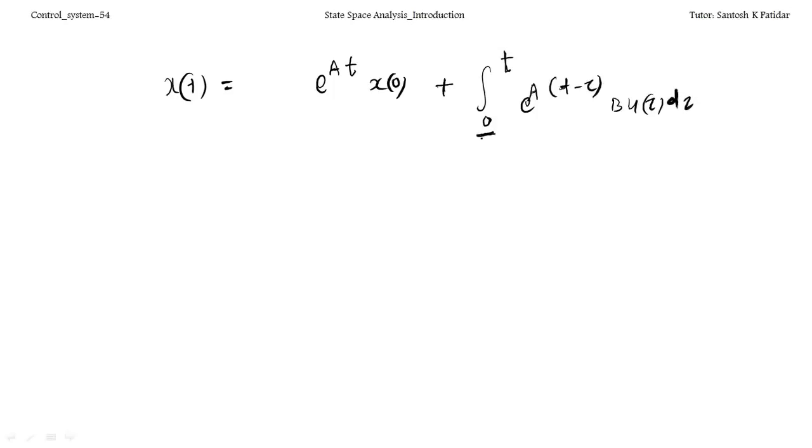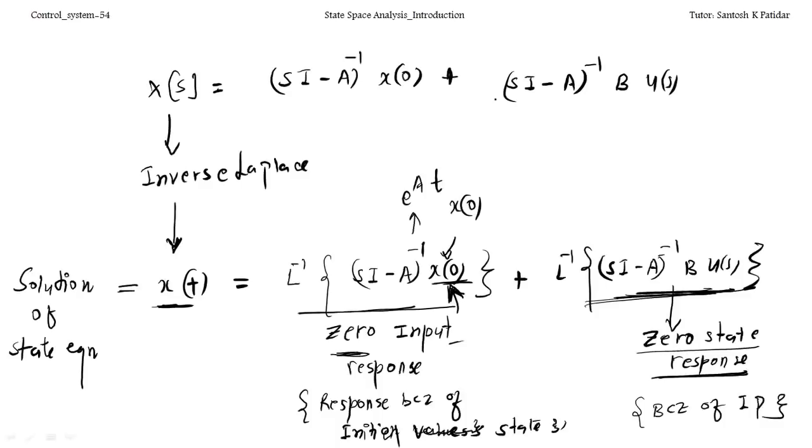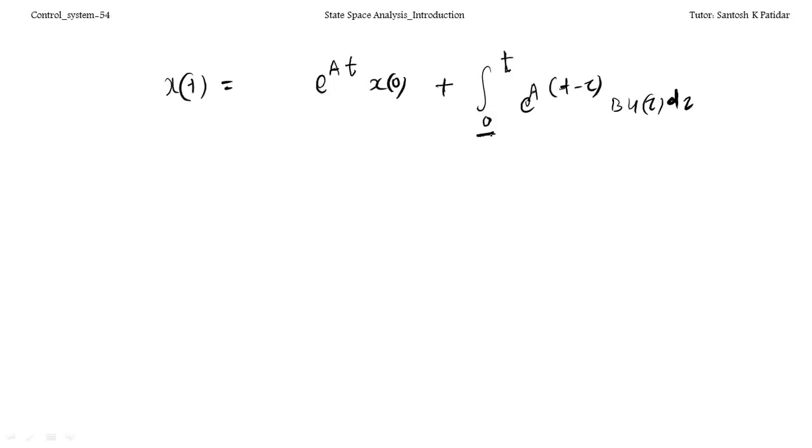Why is this integration coming? Because you have U(s) in this equation. U(s) is nothing but 1 by s, and because of 1 by s you will get the integration in the time domain, we know very well. And this is the part of that particular (sI minus A) inverse, isn't it? So this thing is nothing but the ZSR, and this is nothing but the ZIR.